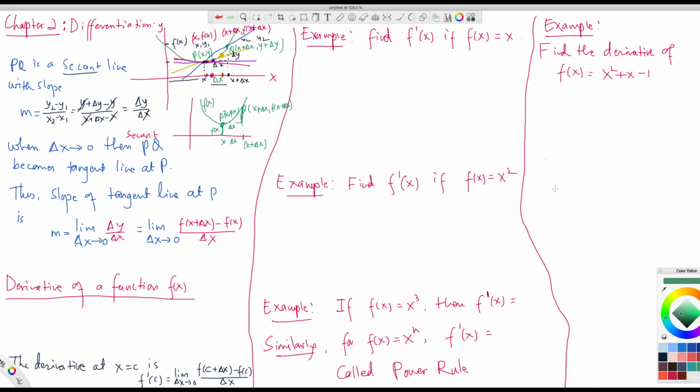Okay, so this is basically the slope of the tangent line at P x comma y. This formula gives you the slope of the tangent line. You can use either of those two formulas, either delta y over delta x, or limit delta x tends to 0, f of x plus delta x minus f x over delta x.